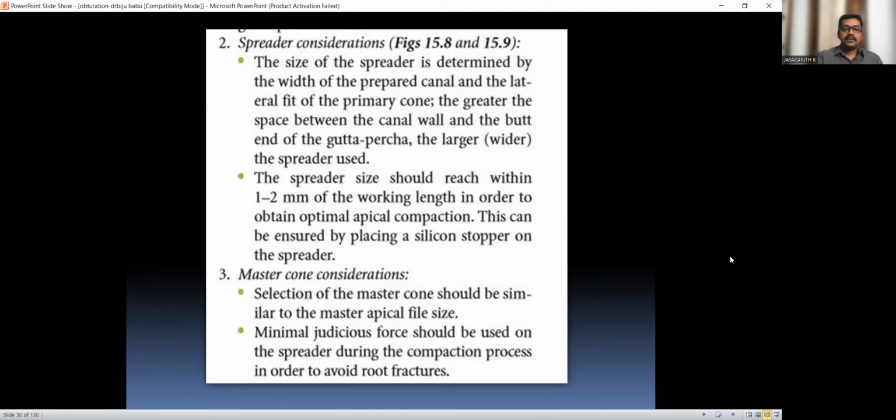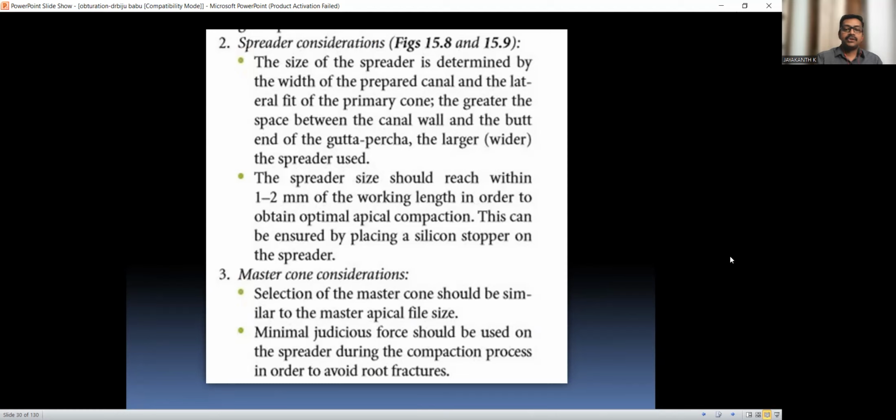Then about master cone consideration. Selection of the master cone should be similar to that of the master apical file size. Master apical file is the file which is used as the last file, the largest file used for your apical preparation. So you have to select the master cone according to the size of your master apical file.